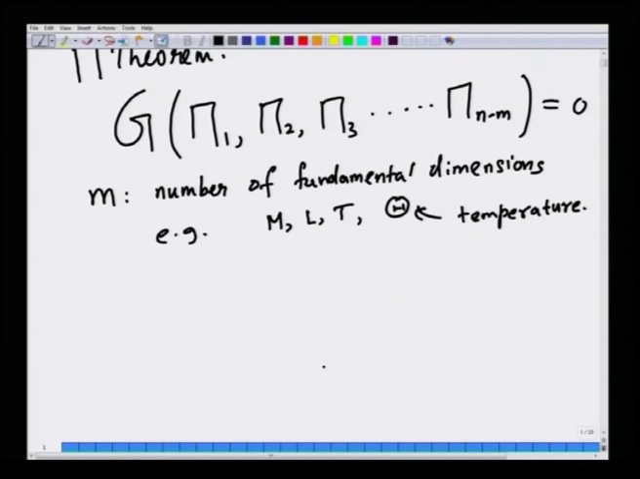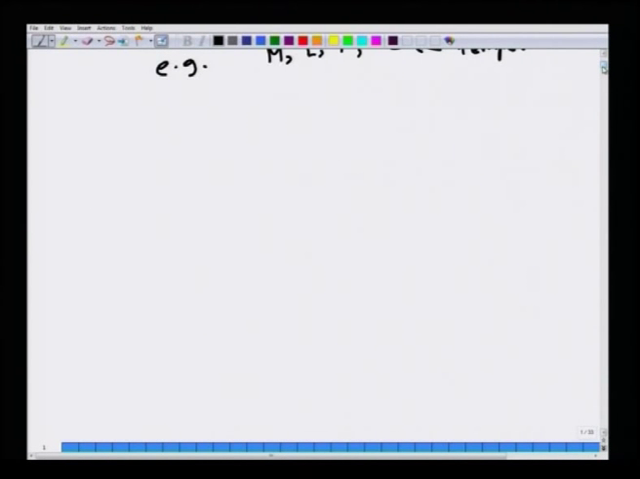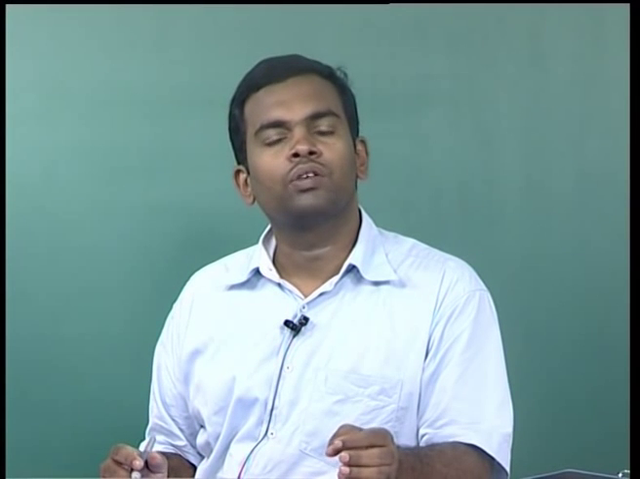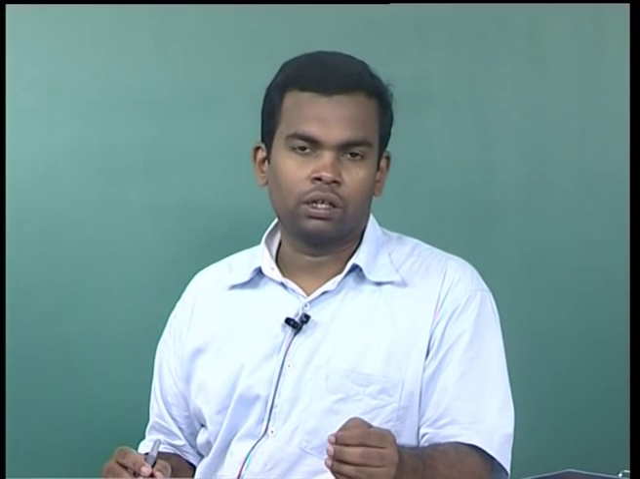Now, we also outlined the set of steps that one has to follow in order to effect this non-dimensionalization into pi groups. The first step is you first list all the relevant dimensional variables in the problem. As I mentioned in the last lecture, admittedly this involves some physical intuition, some engineering judgment as well as some experience that helps in deciding what are the various relevant physical parameters that affect a given quantity.